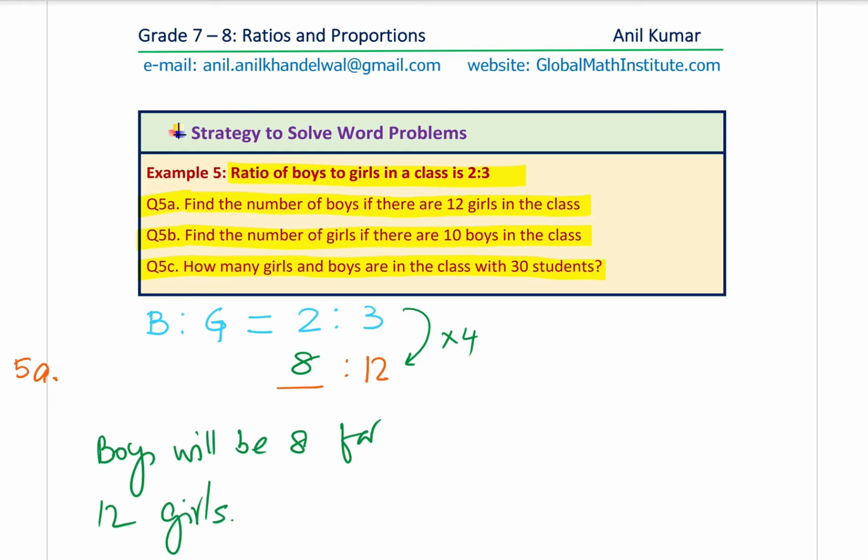Now let's take the next example, where we are again given the ratio 2 is to 3 for boys and girls, but this time we are saying find the number of girls. We don't know what the girls are, but we know that there are 10 boys. We know this number is 10, right? So equivalent ratio. So the concept is equivalent ratios.